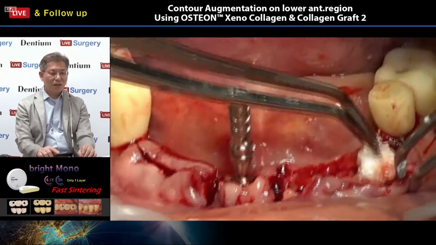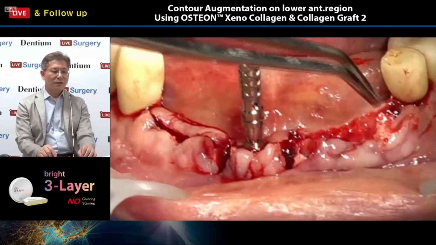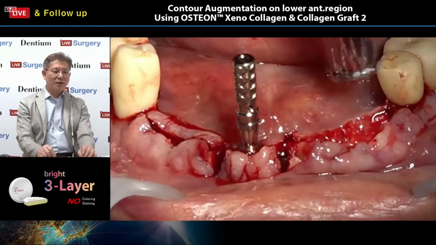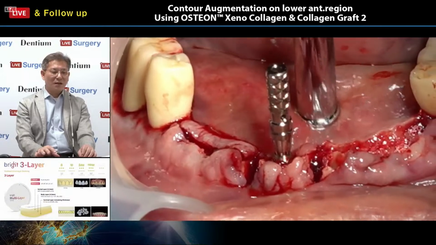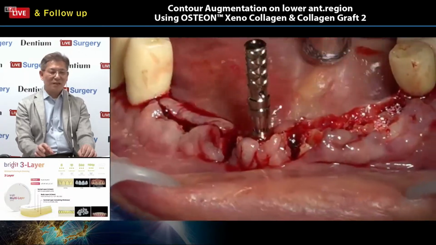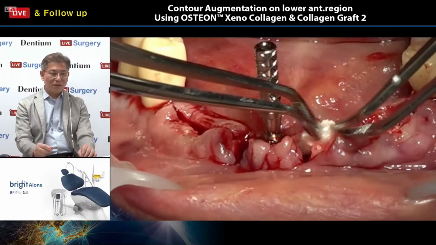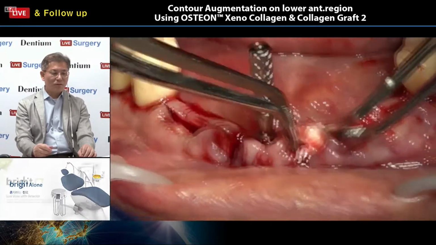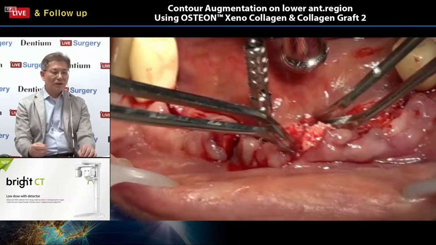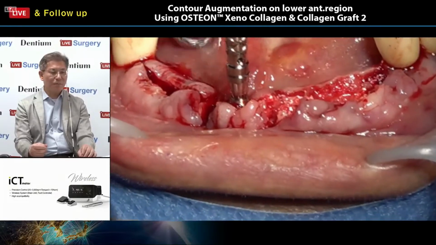Okay, this one is the Osteogen collagen, right? The collagenized graft material. This kind of graft material has prevailed nowadays. The reason is here: easy molding, moldable and easy manipulation. That is a big benefit of using this kind of graft material instead of particulate.